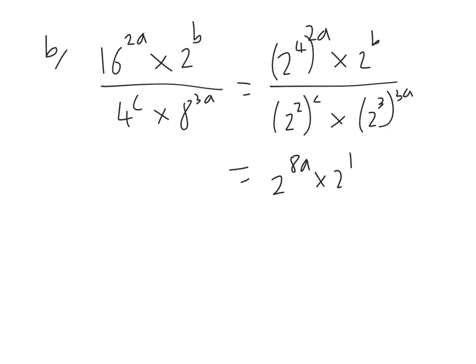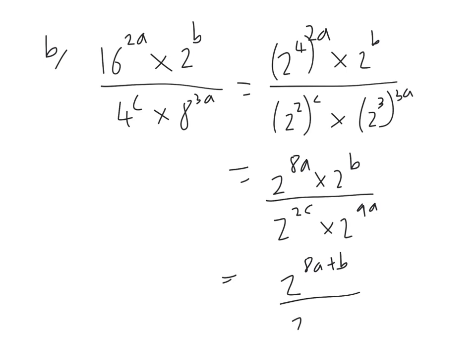2 squared to the power of c, we multiply these powers to give 2 to the power of 2c. And then 2 to the power of 3 to the power of 3a, we multiply these powers to give 9a. Now the bases are the same in the numerators, so we can bring them together to give 2 to the power of 8a plus b. And the denominator, the base is the same, so we can add those powers to give 9a.